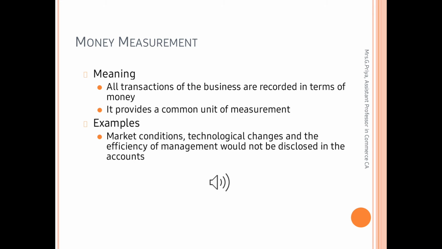The next slide is money measurement. Meaning of money measurement. All transactions of the business are recorded in terms of money. It provides a common unit of measurement. For example, market conditions, technology changes, and the efficiency of the management would not be disclosed in the accounts.